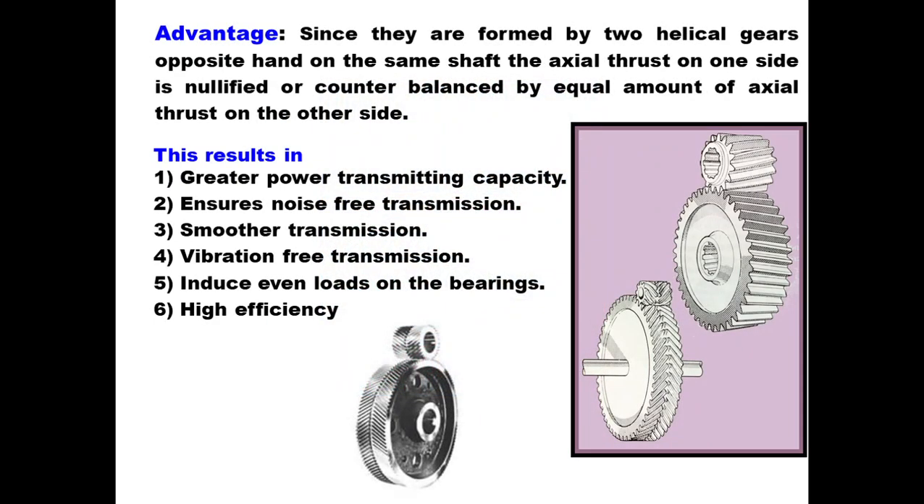Advantages: since they are formed by 2 helical gears of opposite hand on the same shaft, the axial thrust on one side is nullified or counterbalanced by an equal amount of axial thrust on the other side. This results in greater power transmitting capacity, ensures noise free, smoother, vibration free transmission, induces even load on the bearings, and high efficiency. Okay, so these are the advantages of them.